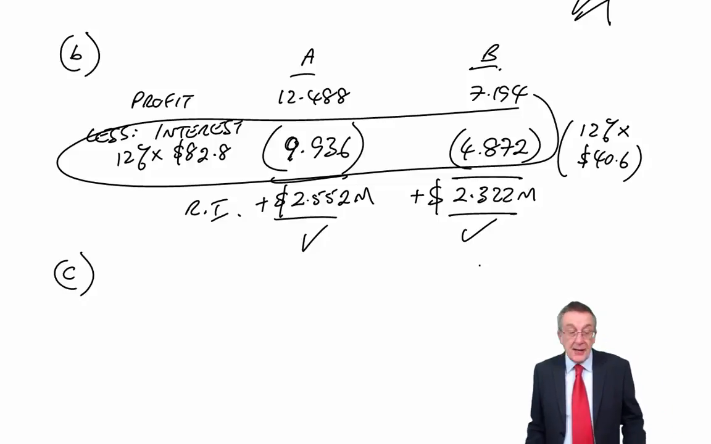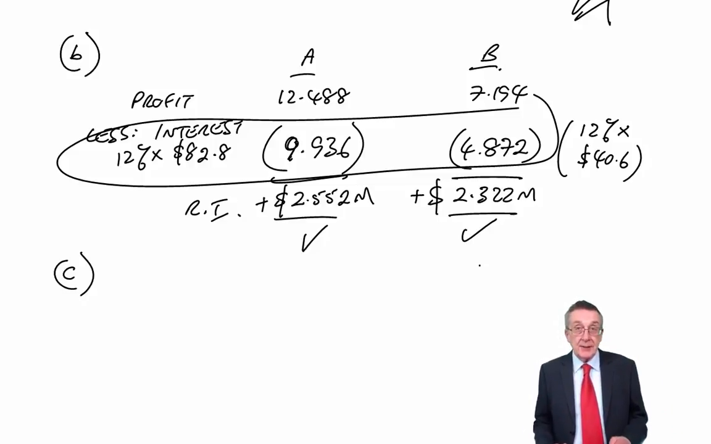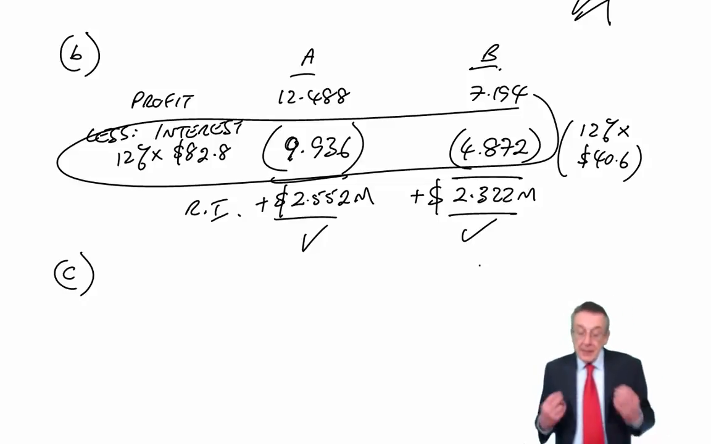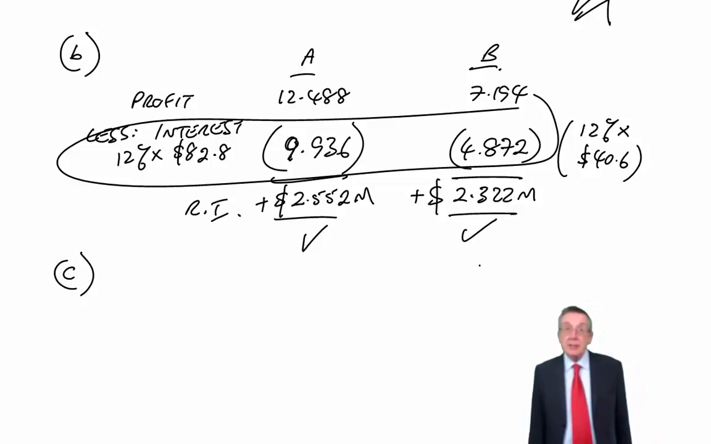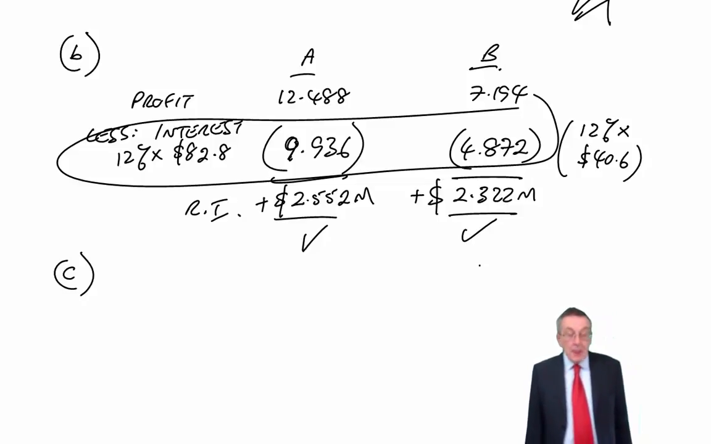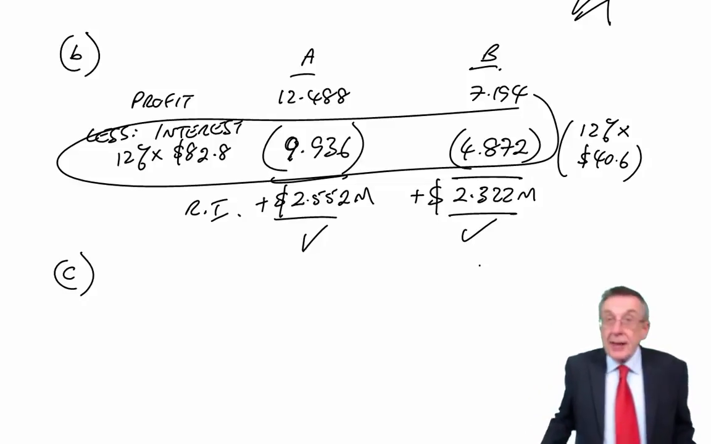So I hope that made sense. As I've said, read the examiner's answer, and remember she always writes more than she expects you to write. But that's the point that we were trying to make, or she wanted you to make in part C. Okay, so that's question 1 done.